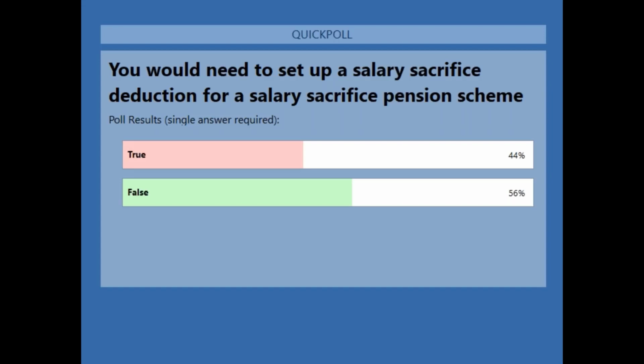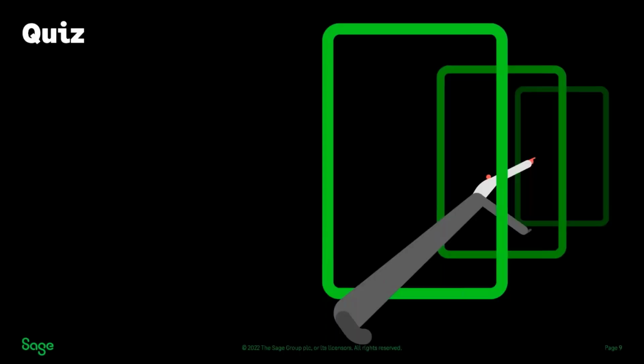56% of you said false, which means 56% of you are correct. So when it comes to pension schemes, you don't need to set up a deduction or a salary sacrifice. The pension scheme settings will do this for you. So there is no need to do that in any way, shape, or form. So let's move on to the next one.